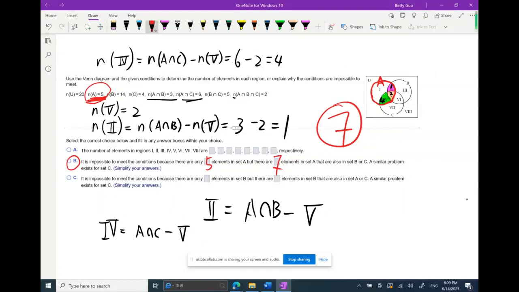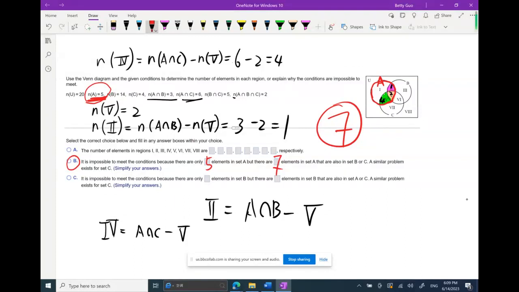A similar problem exists for set C. We don't have to check that, but you will get the same result. You will see a contradiction if you go ahead and check set C. But this is enough for us to choose B, right? Do you see that?